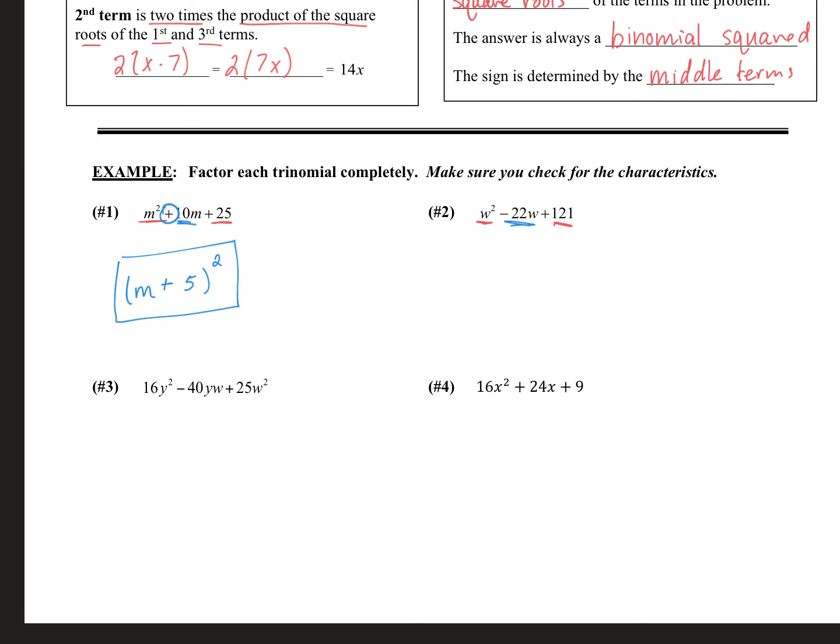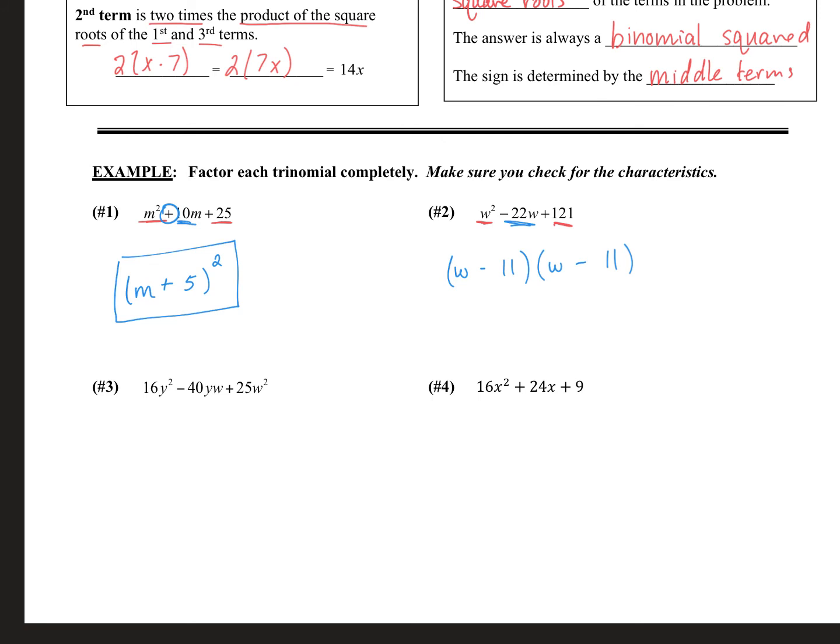And the factored answer for a perfect square trinomial is going to be, the terms in parentheses are going to be the square roots of the first and the last term in the problem. So the square root of w squared is w. The square root of 121 is 11. And then we look at that middle term, okay, and ask ourselves, is it positive or negative? And here it's negative, so that means we have subtraction and subtraction.